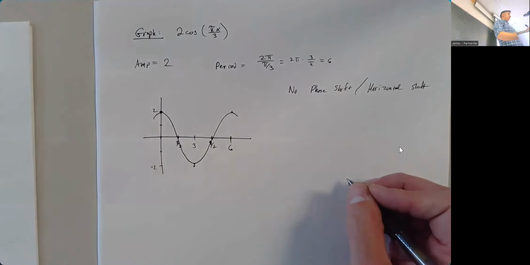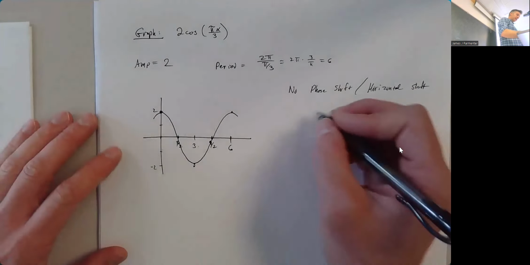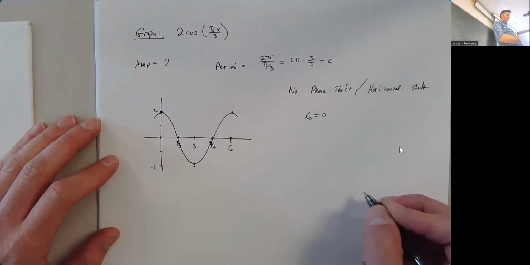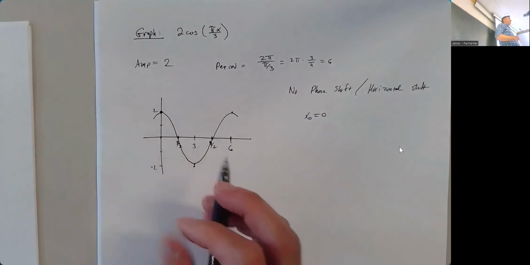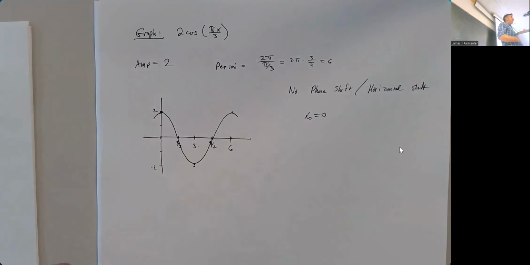Which means we're going to start at 0. So my first x value is 0. And the way I find the rest of the x values is I take my period and I divide it into 4 quarters or 4 quadrants.